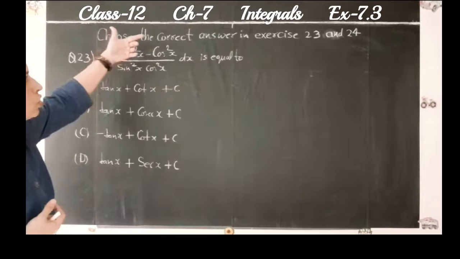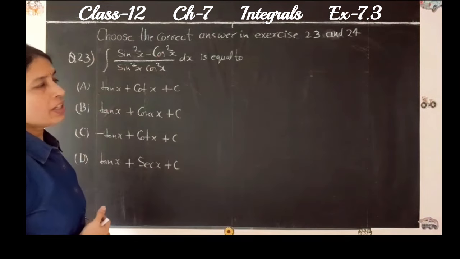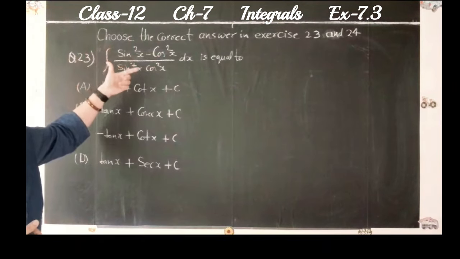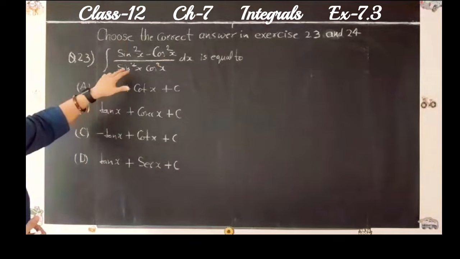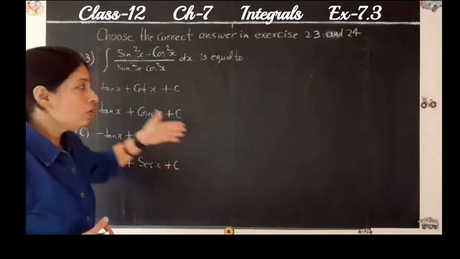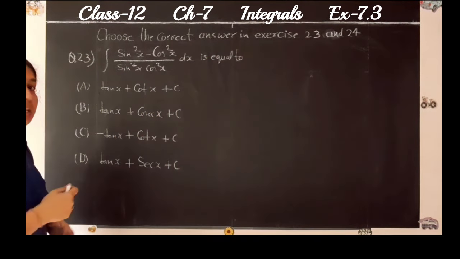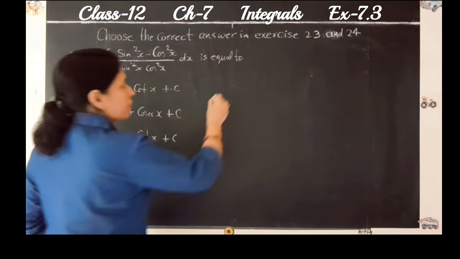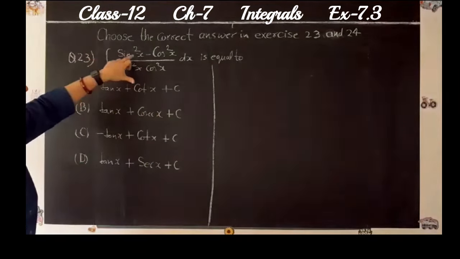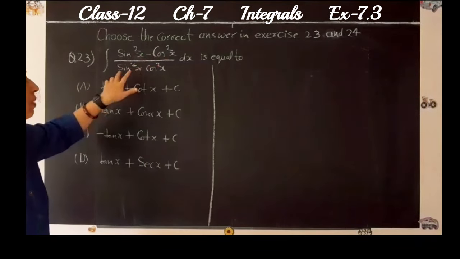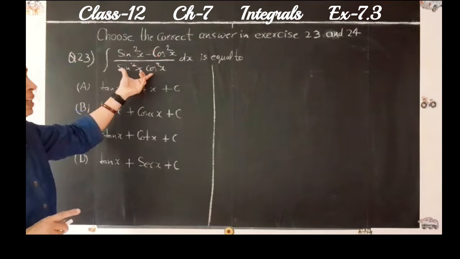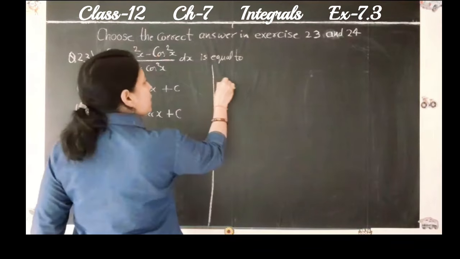So next is choose the correct answer in exercise 23 and 24. So question number 23 is the integral of (sin square x minus cos square x) divided by (sin square x into cos square x) dx is equal to, here 4 options are given. So we have to find out which one is correct. So here you can see that our integral is given as (sin square x minus cos square x) divided by (sin square x into cos square x). So first we divide each term by this denominator. Okay. So we can write our integral right here.